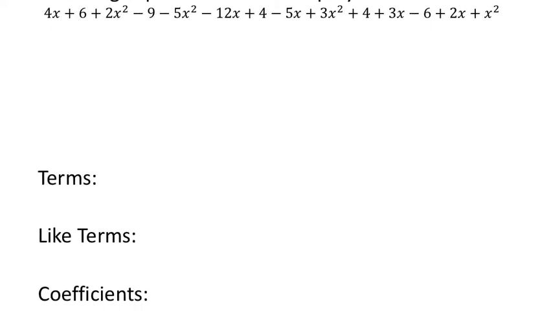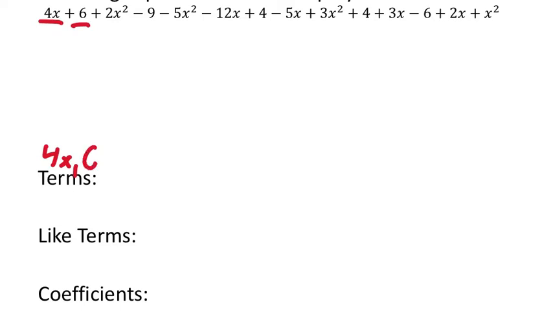So, we identify each of these terms. Geez, how many terms are there? 1, 2, 3, 4, 5, 6, 7, 8, 9, 10, 11, 12, 13, 14 terms, okay? That's not too bad. But the first term that I see here, 4x. So that's my first term, 4x. Now I'm listing it above just because of space, all right? But the next term, so I'll put a comma there, is 6.